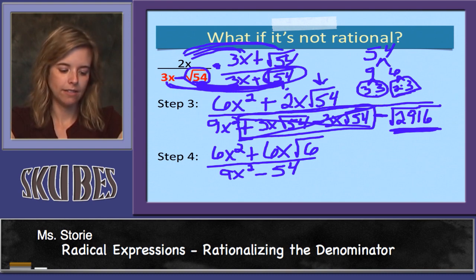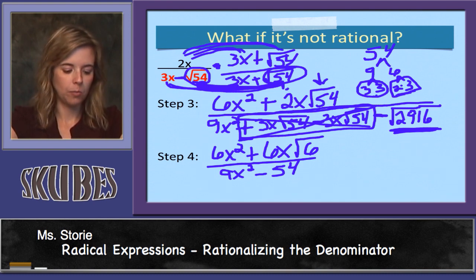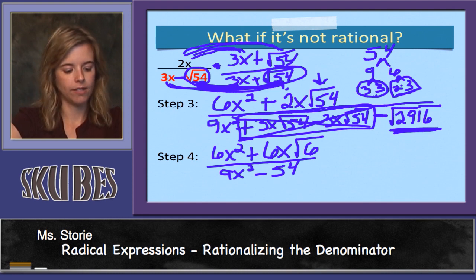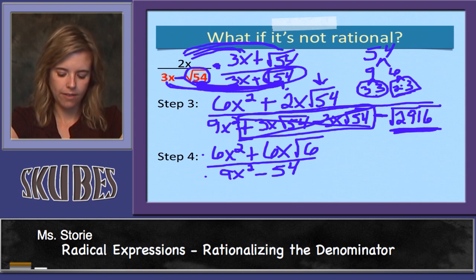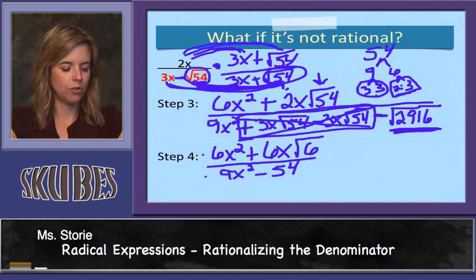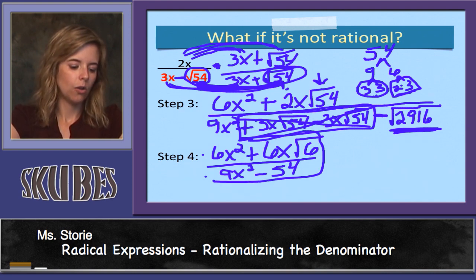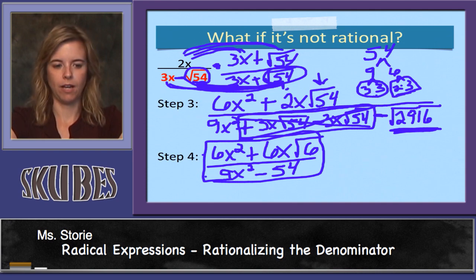Now, this is as far as we can go. We're not going to pull anything out or reduce anything, like taking a 6 out of the top and a 3 out of the bottom. No, don't worry about that. This is where we're going to stop, because all I wanted you to see is how you would rationalize the denominator.